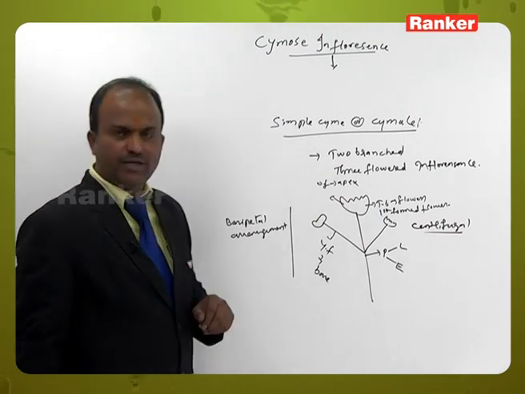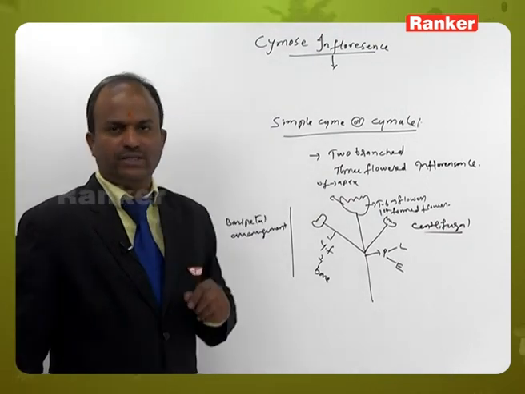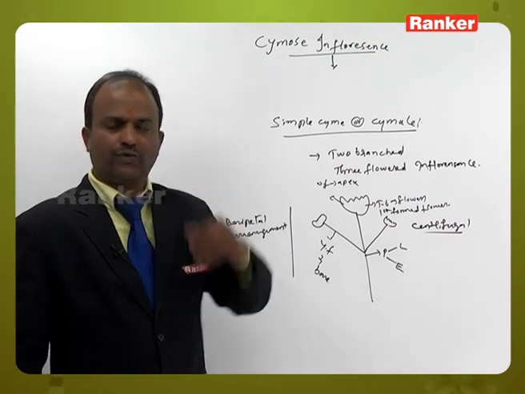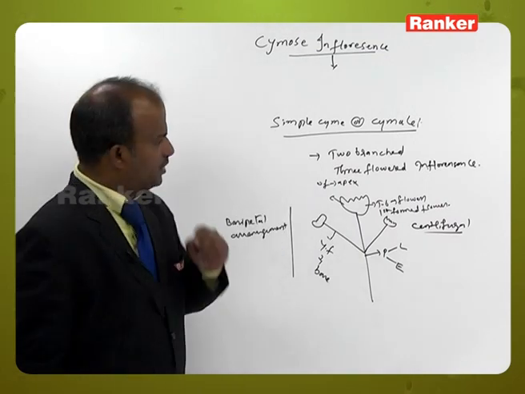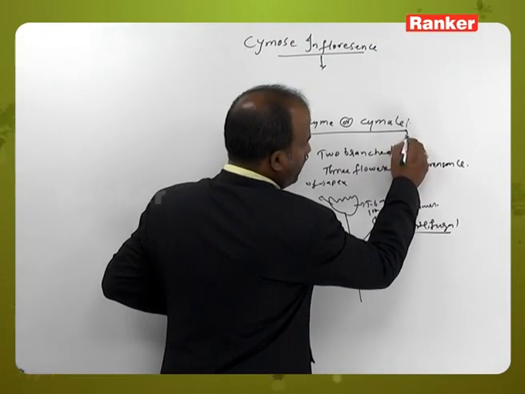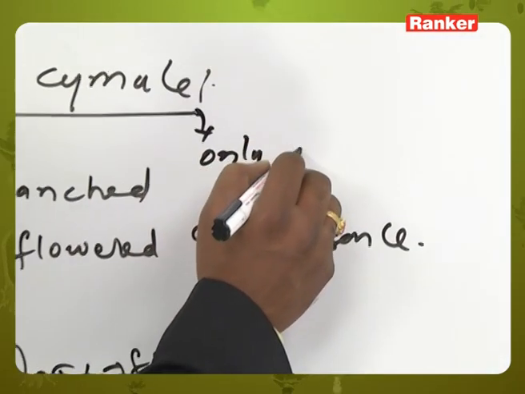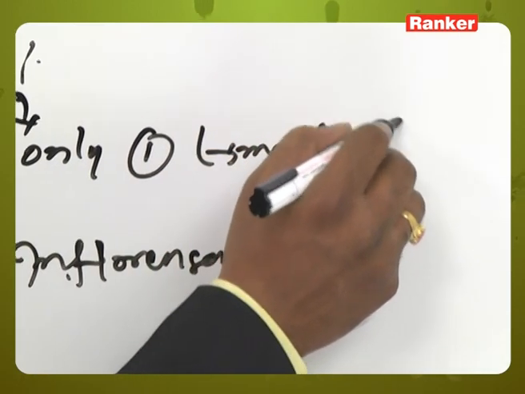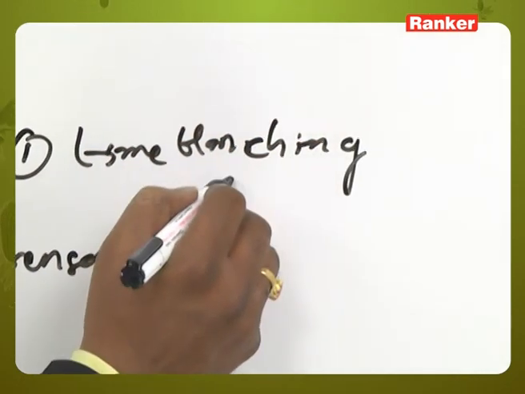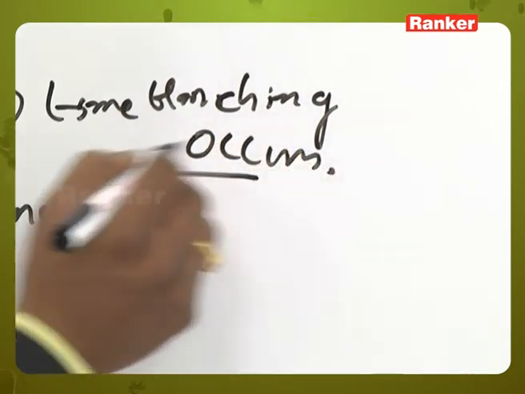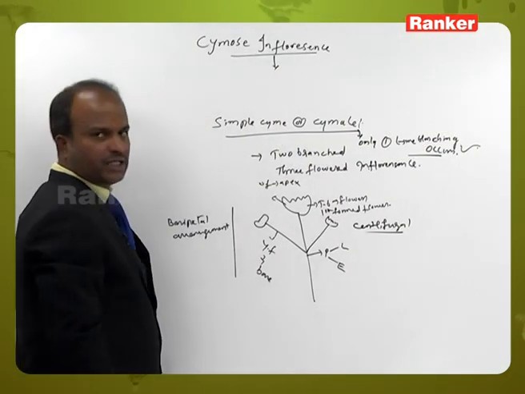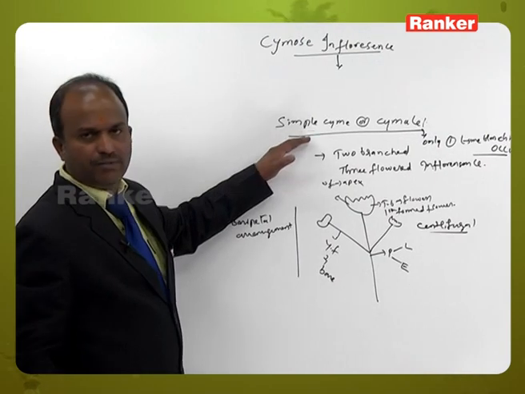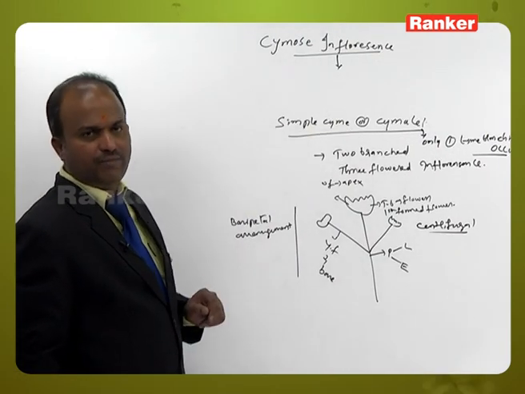Now in this simple cyme or cymule, does branching occur only one time, or 2 times, or 3 times, or 4 times? In this only one time branching occurs. This is about simple cyme or cymule.